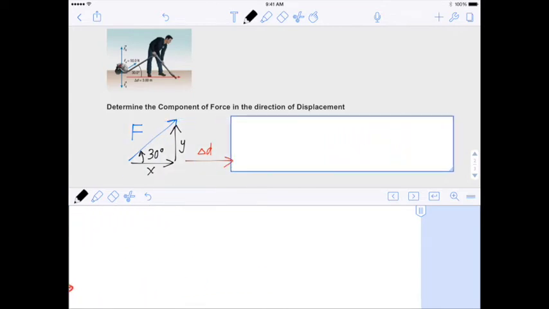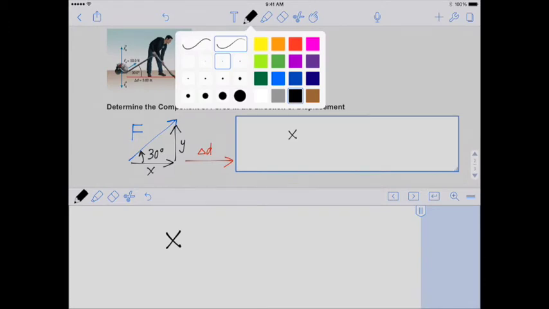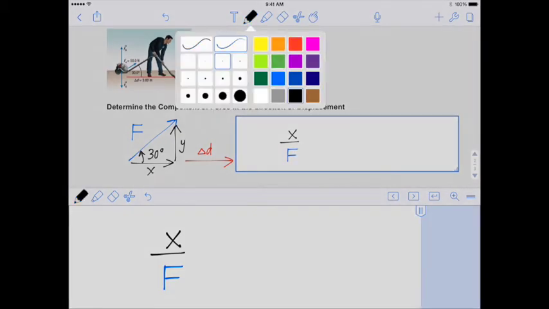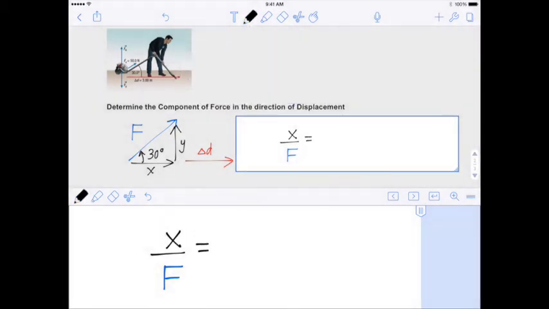And this is where we use trig. We know that x is the adjacent to the hypotenuse, which in this case is F, and the angle in between the adjacent and the hypotenuse is 30 degrees. Adjacent over hypotenuse forms the trigonometric ratio cosine. So we can set up this statement. X over F is equal to cos 30 degrees.